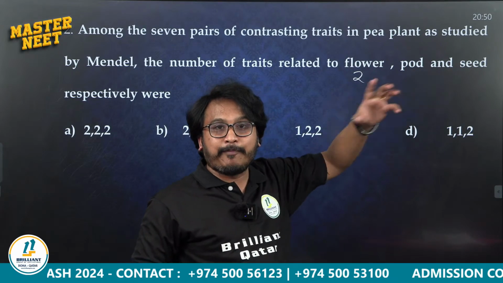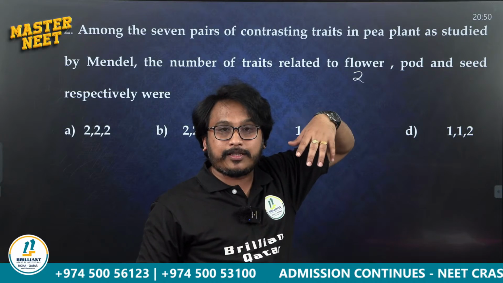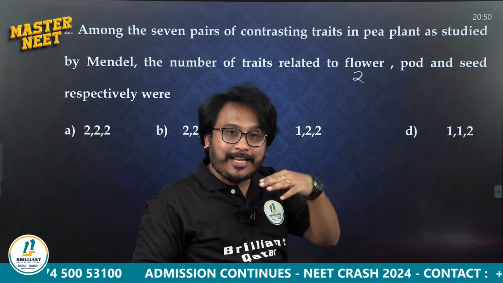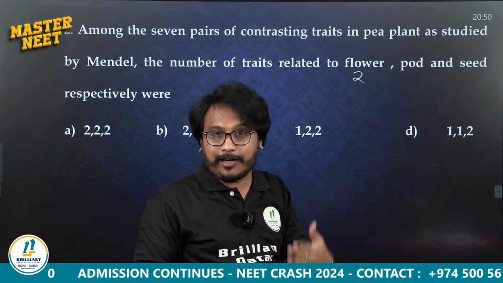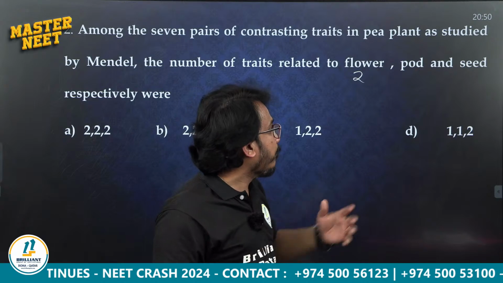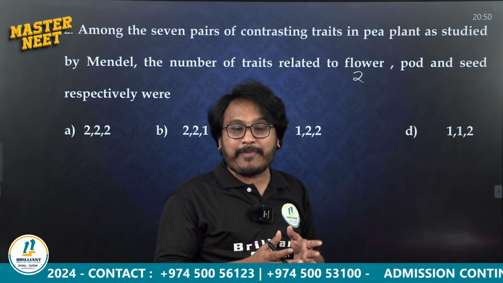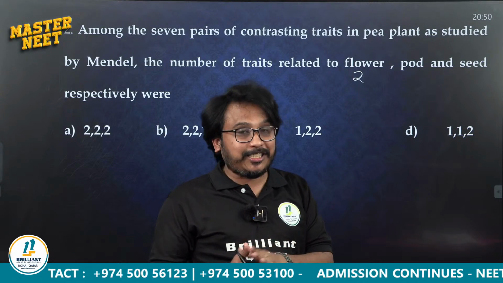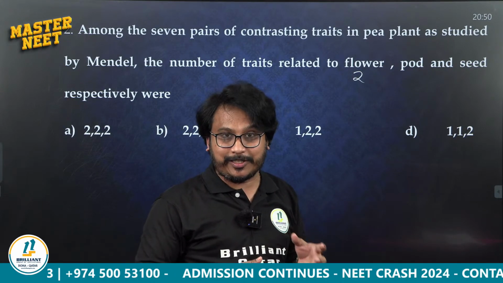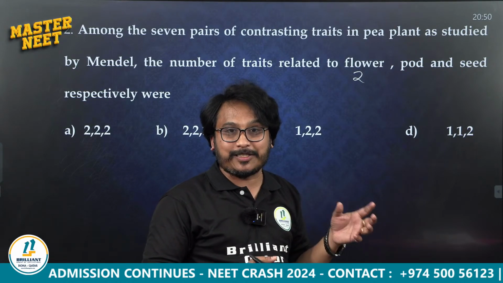And pod, if you are taking pod shape, you can see it is inflated or constricted, like that 2 characters. Then he was also studying the pod color, that is green and yellow. The dominant is green, recessive is yellow. Then seed, also 2 characters were studied, the seed shape as well as the seed color. In seed shape, round is dominant and wrinkled is recessive. But the color is just opposite. The dominant is yellow and the recessive is green.